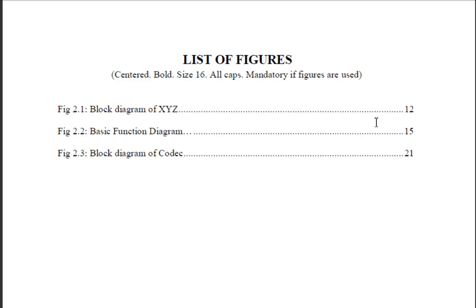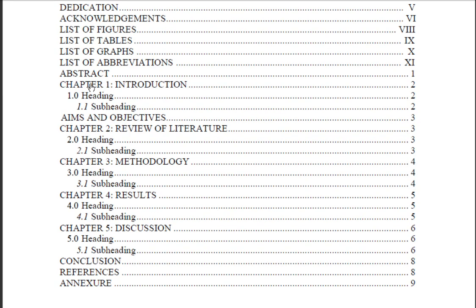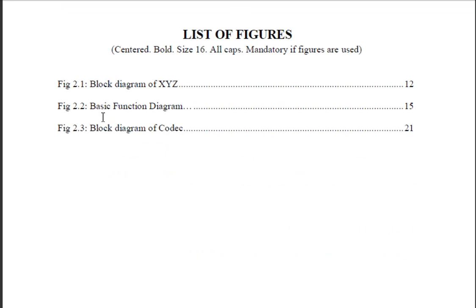Let's have a look at the rest of the pages. Then comes a list of the figures. Whatever figures you are using, you have to give them a number, like figure 2.1. If it's written 2.1, it means this is from chapter number 2, which is suppose a review of the literature, okay. So whatever the figure number, it will be according to the chapter number. Suppose if it is like 4.6, so it will be from the results. It's known that this is from the result figure.